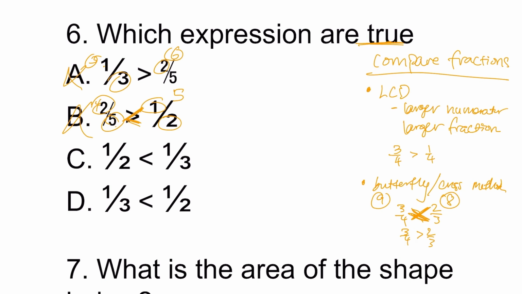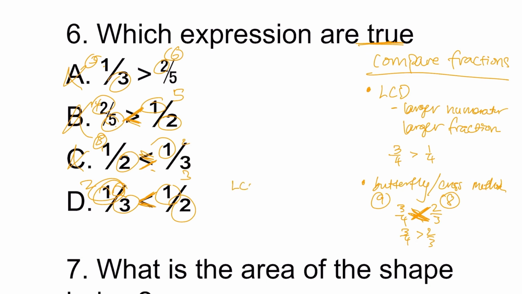And next we have 1/2 is less than 1/3. 1 times 2 is 2. 1 times 3 is 3. And 3 is greater than 2. So this is also wrong. And finally for choice D, it's the opposite of C. So 3 times 1 is 3, and 1 and this 2 would be 2. So in this case, the 3 is greater than 2. So this less than symbol is correct.